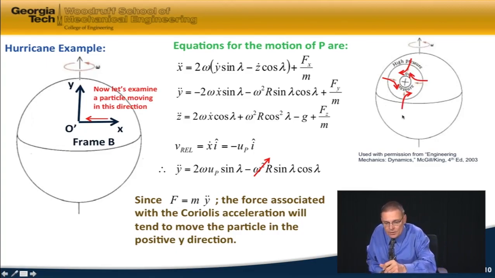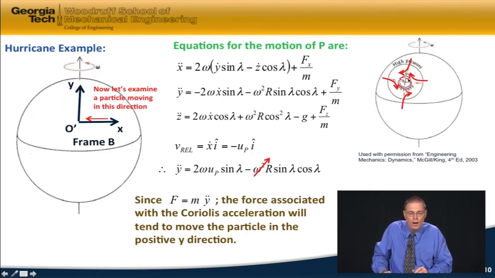And so what happens is these particles, therefore, swirl in a counterclockwise direction. And that's why hurricanes, as you saw in the video, rotate in a counterclockwise direction in the Northern Hemisphere.